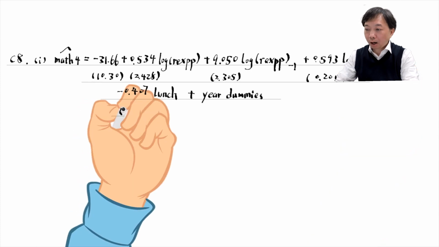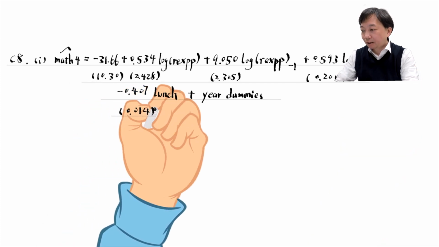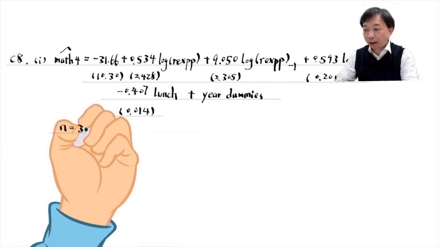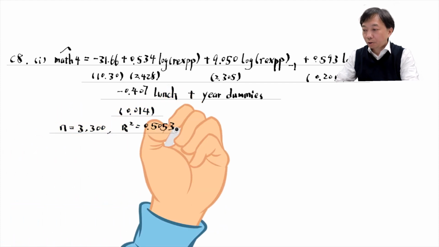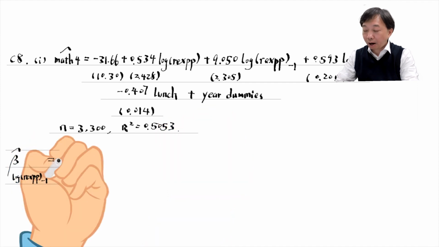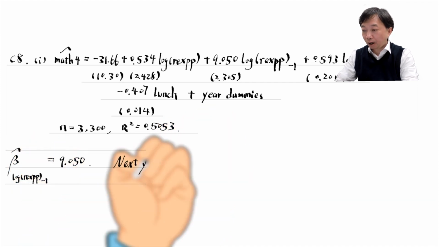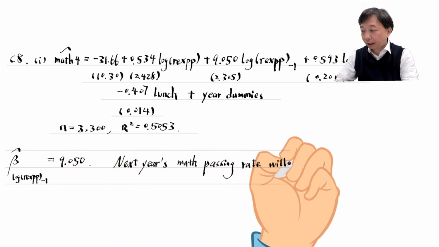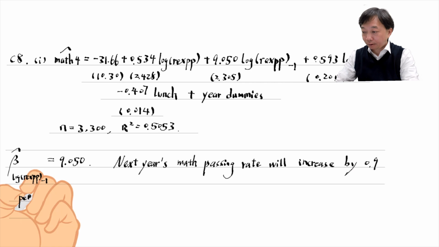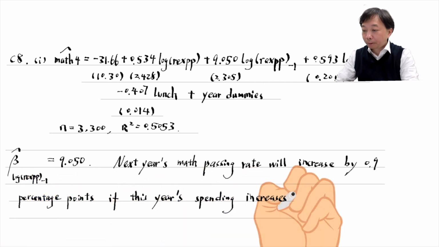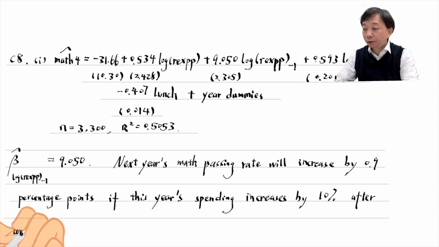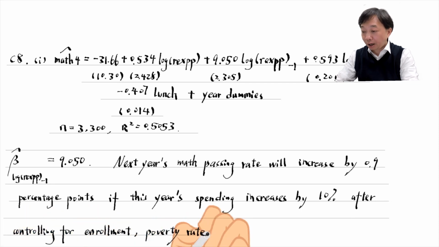The estimate for the current spending variable is statistically insignificant at the 10% level. The estimate for the lagged spending variable is 9.05, and it is statistically different from 0 at the 1% level. It suggests that next year's mass passing rate will increase by 0.9 percentage points if the spending this year increases by 10%, after controlling for enrollment, poverty rate, and year effects.